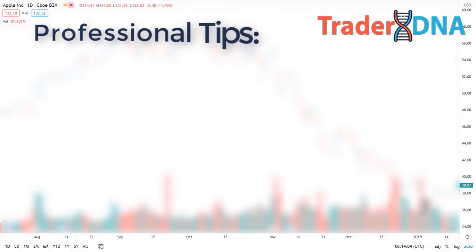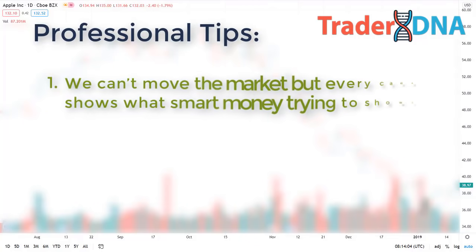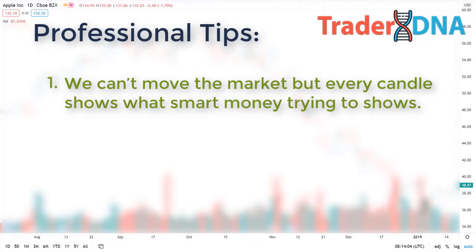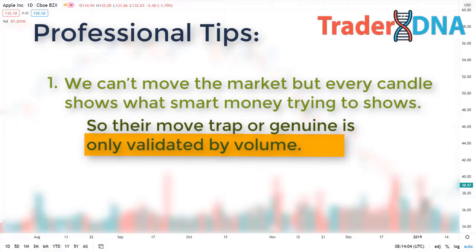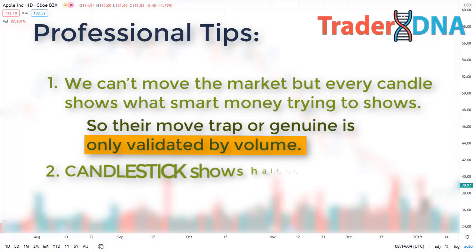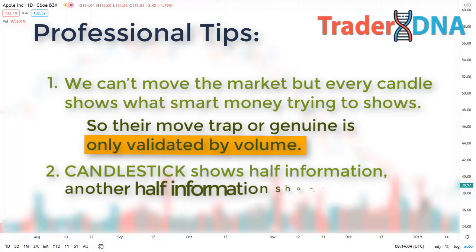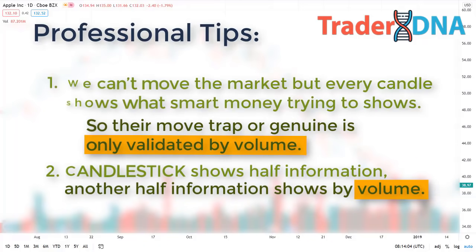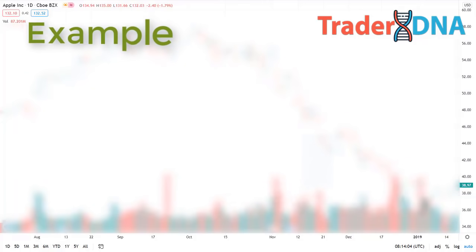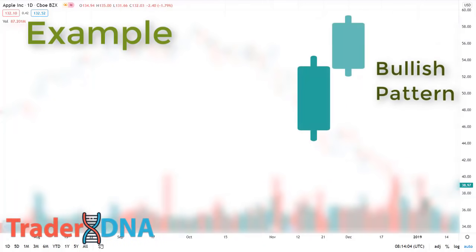Professional tips. First, we can't move the market, but every candle shows what smart money is trying to show. So whether their move is a trap or genuine is only validated by volume. Second, candlestick shows half the information, and the other half is shown by volume. Here is an example. What is it telling us? Bullish pattern. Two consecutive higher close candles.